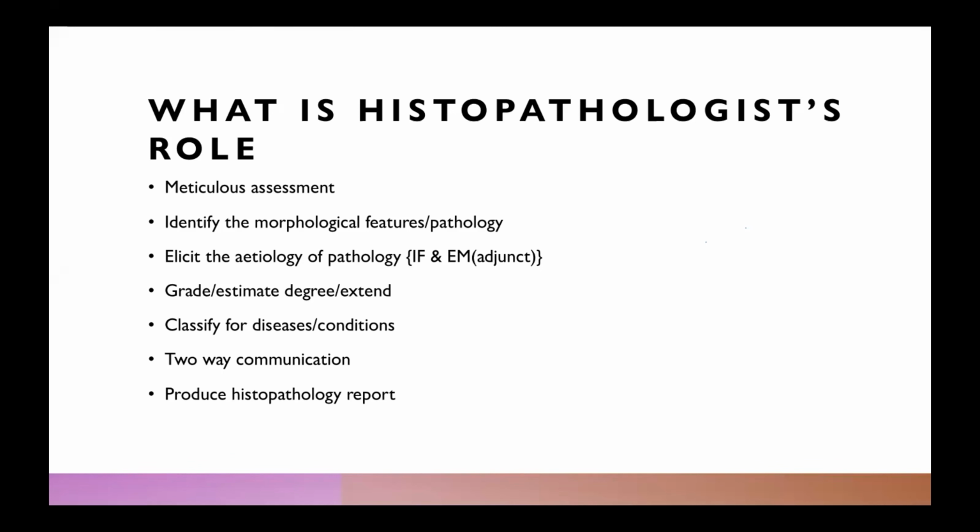And looking at a renal biopsy, you need to identify the morphological features and identify the pathology. And using this biopsy, you will also need to elicit the etiology of the pathology. This is heavily contributed to by immunofluorescence findings, and EM is basically an adjunct. In certain situations, EM contributes quite a lot. Besides this, you also need to grade and estimate the degree and the extent of the disease process, let it be an active disease process or even a chronic disease process.